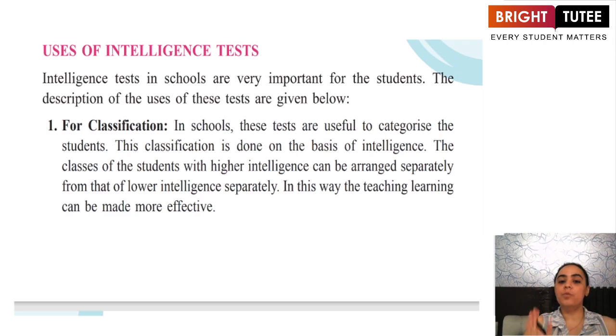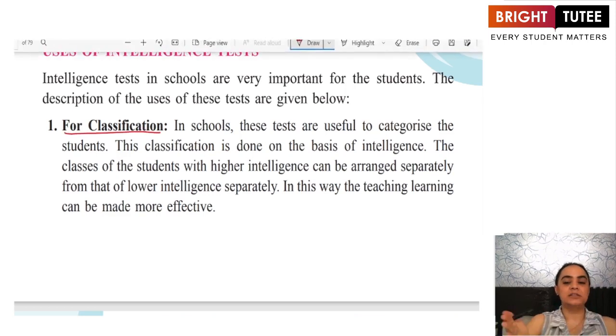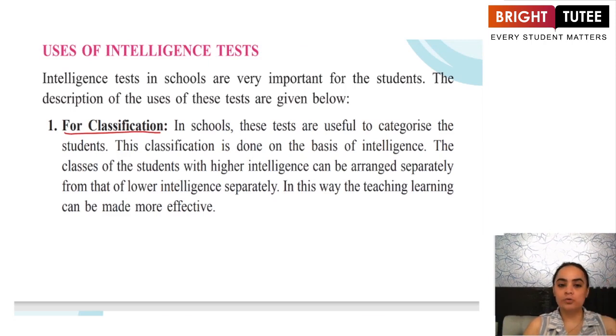So, the first and the most important use of the intelligence tests is for classification. That means categorization. In schools, these tests help the administration to categorize the students on the basis of their intelligence. Those students who have a higher intelligence are arranged separately. Those who have lower intelligence are arranged separately. Why is it done? This is done because in this way, the learning can be made more effective for them.